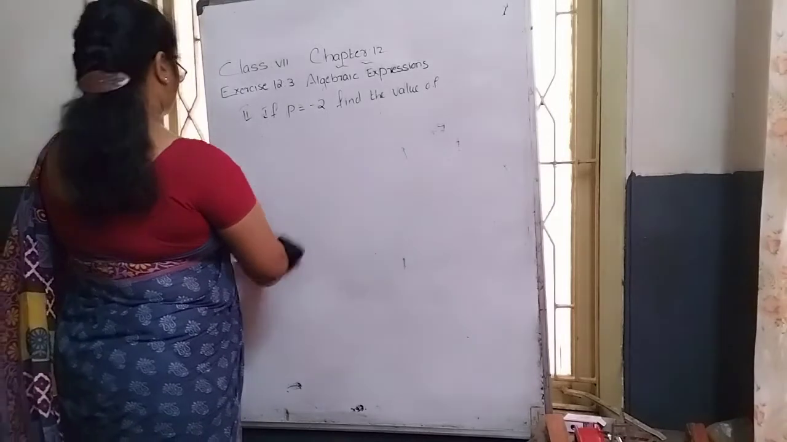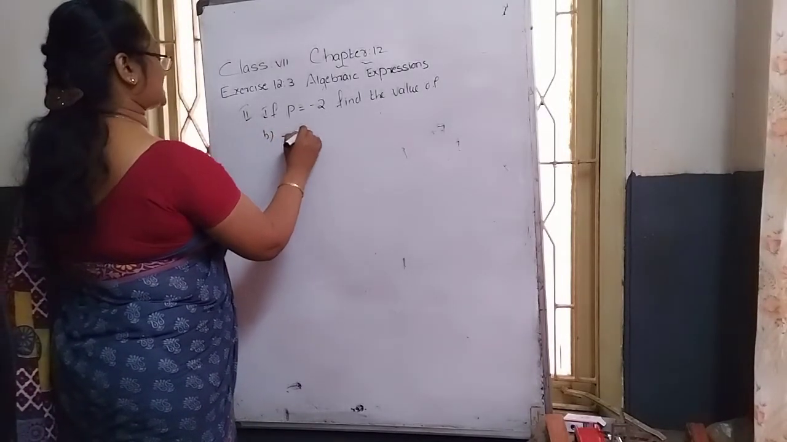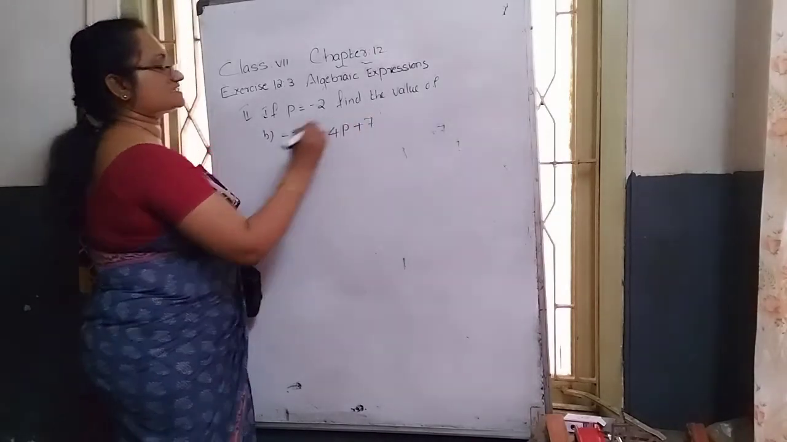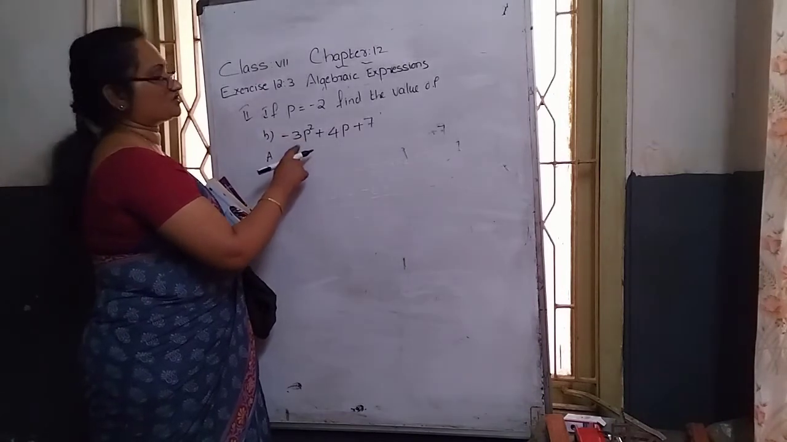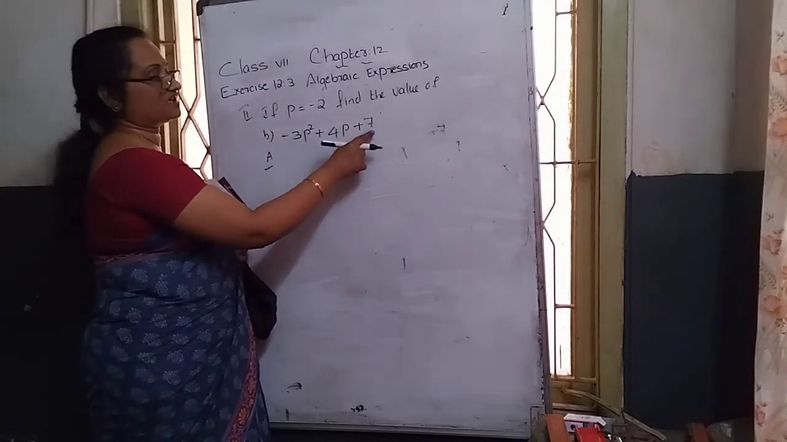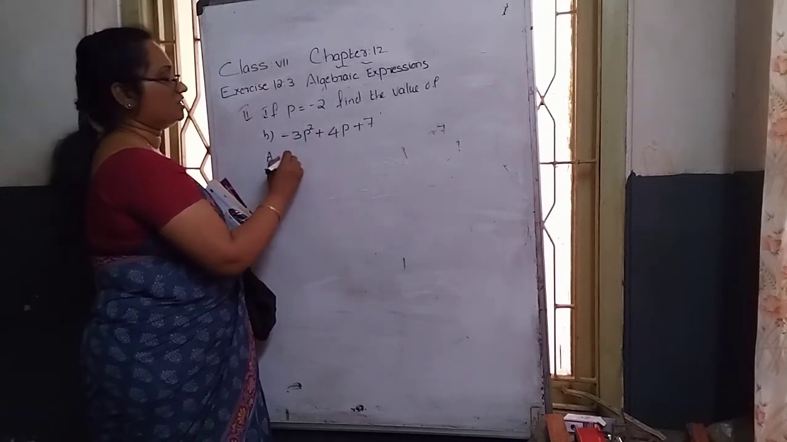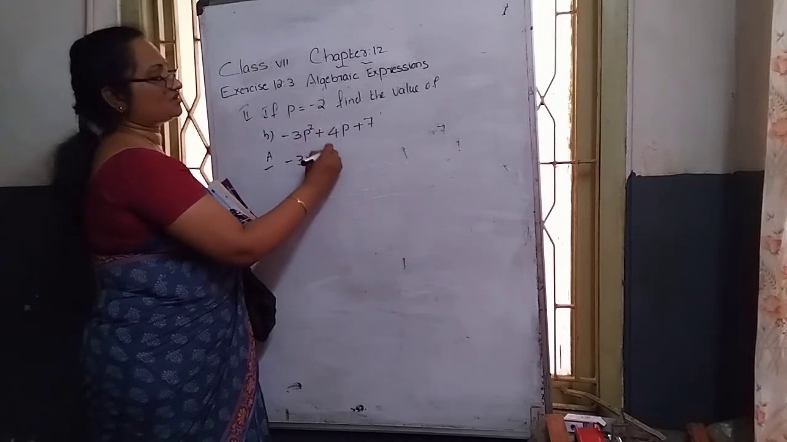Then one more question, B question: minus 3p square plus 4p plus 7. This is our other question. Here also the same process. First term, second term, third term. The third term is a constant term. The first term and second term contain the p value. So in place of p, we substitute minus 2.